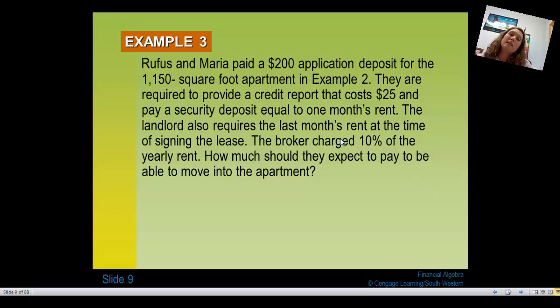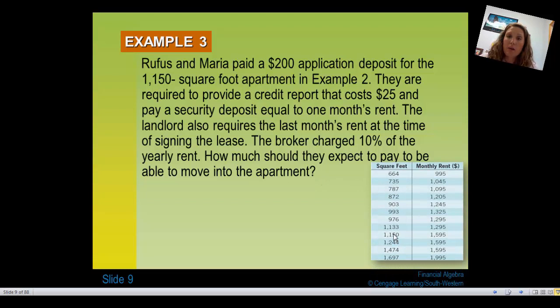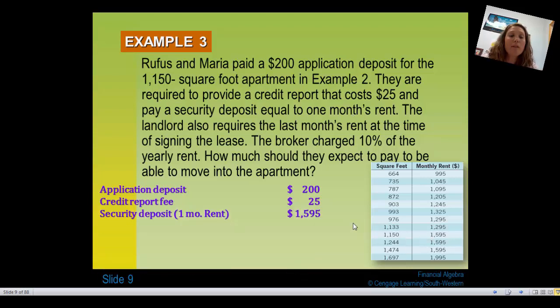So all of these fees in here, we need to figure out what they're going to total cost. So again, here's where they are. They were in the 1,150 square foot apartment, so their monthly rent is $1,595. We're going to need that value. So we have the application deposit, which is $200. We have the credit report fee, which was $25. We need to pay a security deposit equal to 1 month's rent, which according to the chart was $1,595. Then we have last month's rent, so we have to catch up for a month, so that's another $1,595.